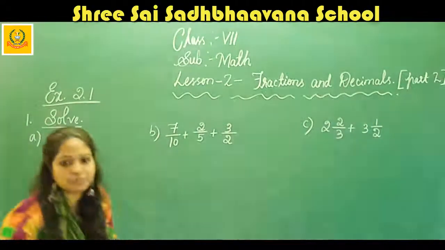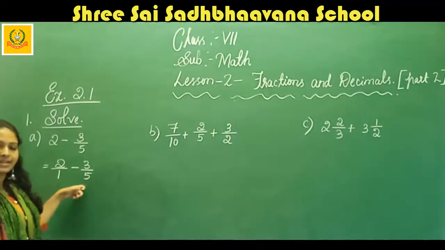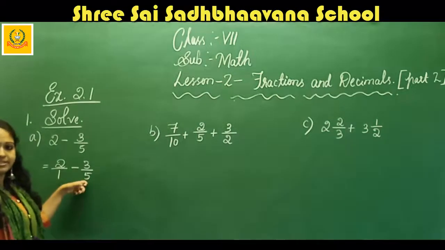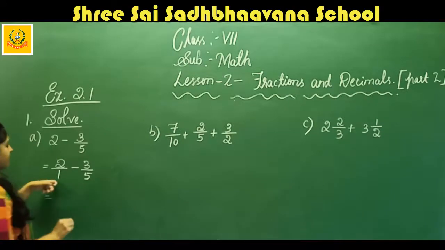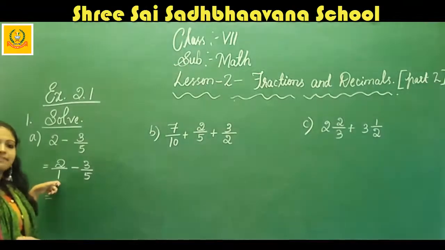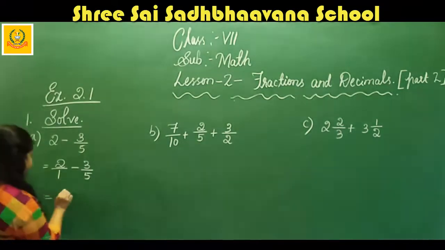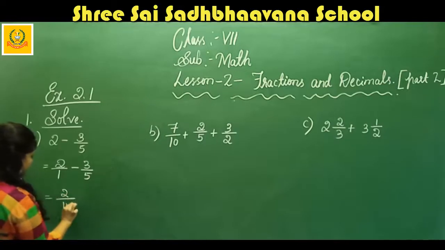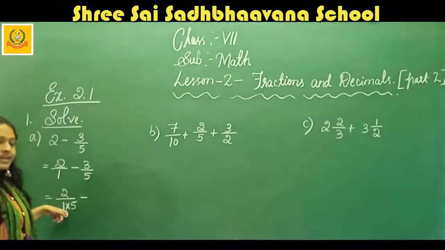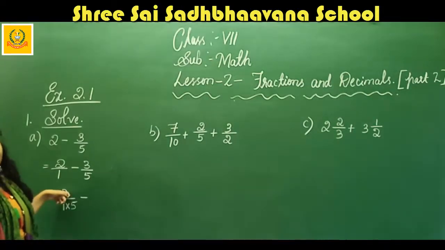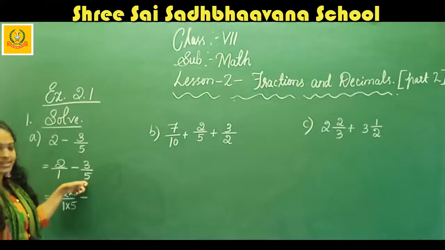That means I have to make the denominator as 5 on both sides. Here already 5 is there, but here no 5, here 1 is there. So now you tell me by which number I have to multiply this so that I will make it as 5. I have to multiply this number by 5 itself. So that I will get 5 here. When I am multiplying the denominator, I have to multiply even the numerator also with the same number, 2 into 5. And here you can see denominator is 5.